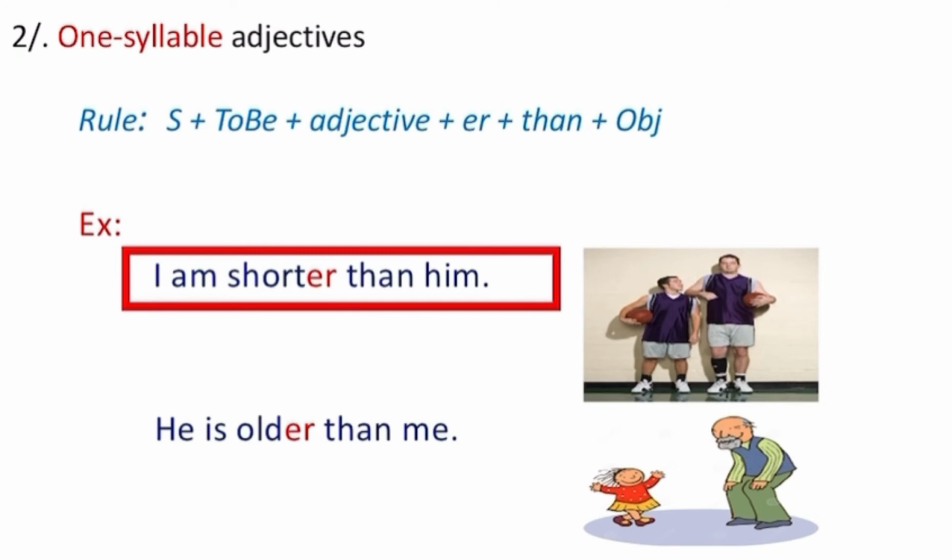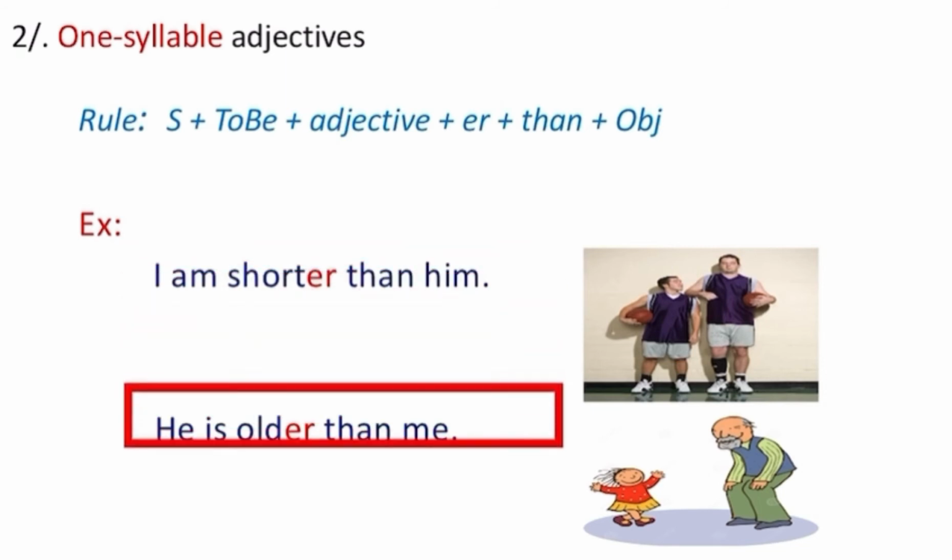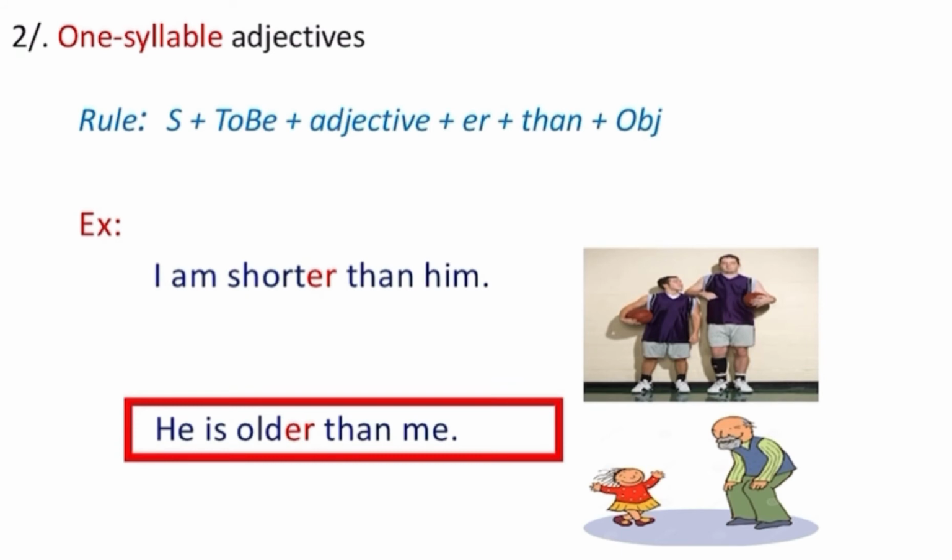Okay, let's see another example. He is older than me. So old is an adjective, so you just add er to the word old. So he is older than me. So we have subject plus verb to be is plus the adjective old, and you add er, and you have than and me. So he is older than me.